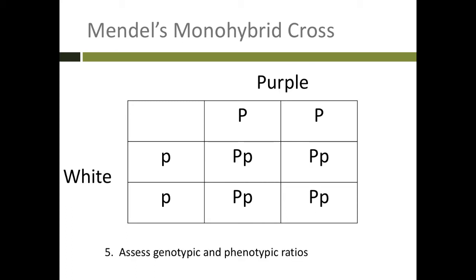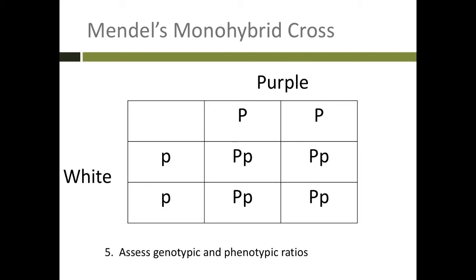Step 5 is to assess the genotypic and phenotypic ratios. In this case, crossing two homozygous parents results in 100% of the F1 generation being heterozygous. The genotype is heterozygous, and the phenotype will be purple. When you observe these plants, they will all look purple.